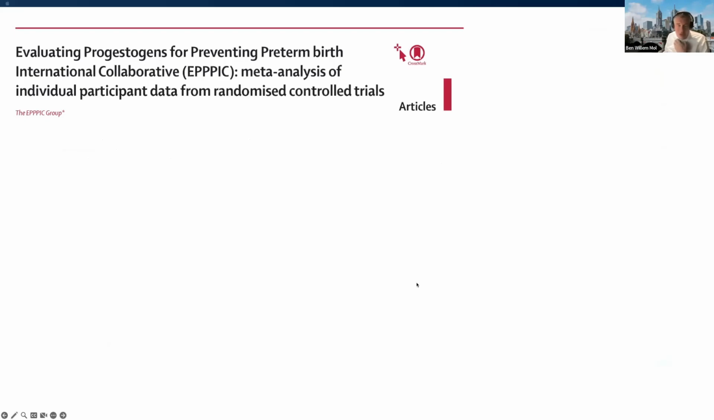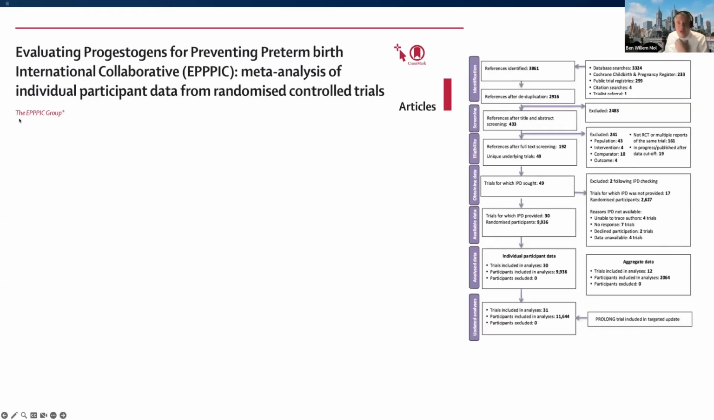So the best way, I think, to assess the prevalence of the problem is individual participant data meta-analysis, where you ask for the original data. Together with a group of people led by Leslie Stewart, we have done that. I was part of that group. Studies on progesterone to prevent preterm birth.